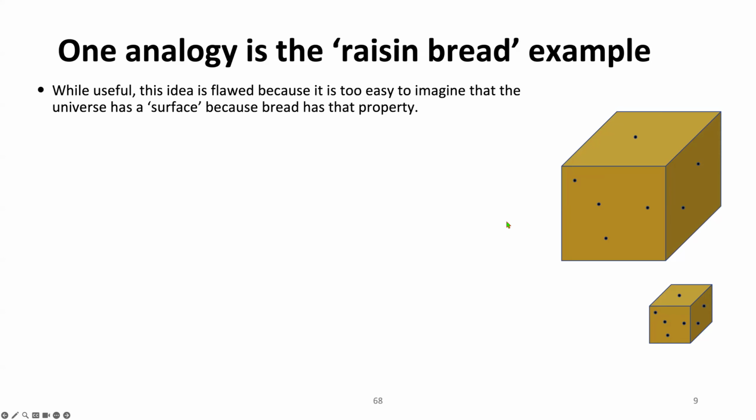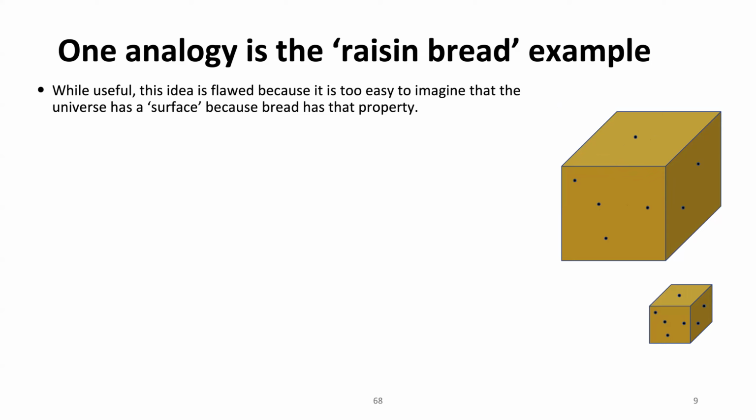Now, we want to be careful when we use these kinds of images to talk about expansion of the universe, because this loaf of raisin bread has boundaries. And our universe does not behave that way, does not have a boundary. Anything that has a boundary implies that it is embedded in a larger volume. The universe doesn't work that way.